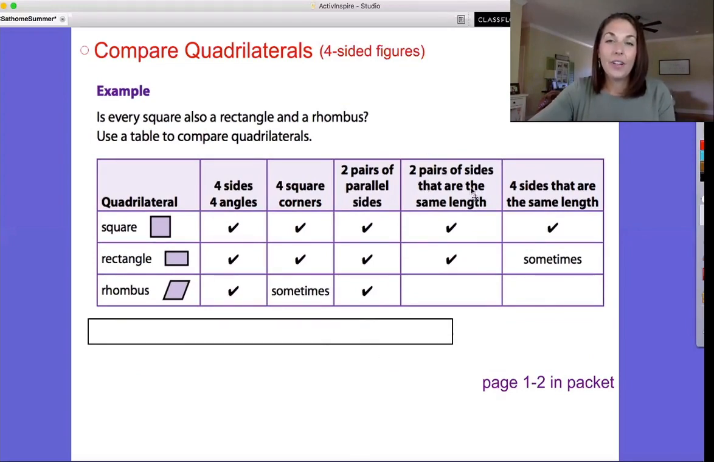Now let's look at 2 pairs of sides that are the same length. I see the left and right side are the same length. I see the top and bottom are the same length. In this, like a square, I see all 4 sides are the same length.